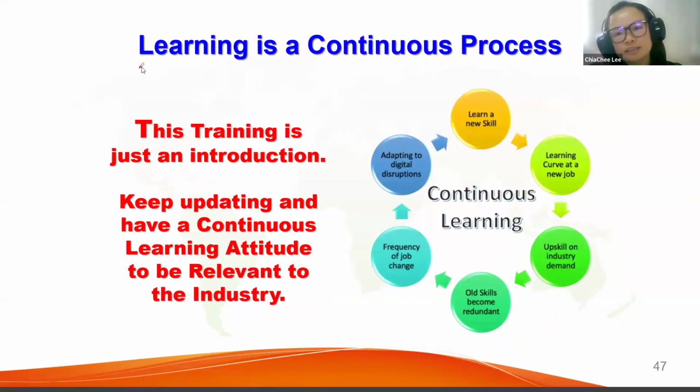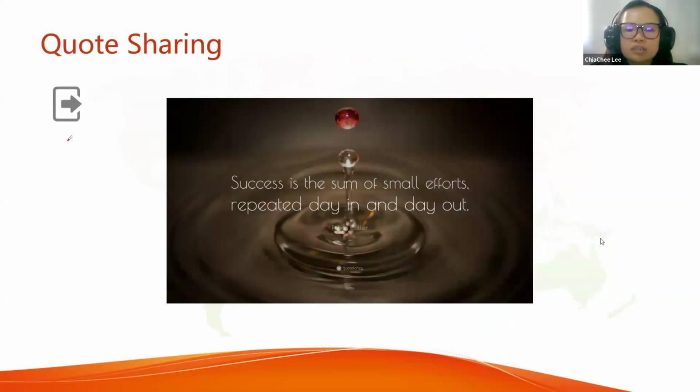This is always a continuous process, on and off, keep updating ourselves. The attitude itself is more important. No matter what industry we are in, we have to continuously learn, unlearn, upskill, and let the old skill become redundant, adapting to what Mr. Dave said, AI technologies. What is important is the small effort that we put in day in and day out. Success is an ultimate goal; what we have to do is just work hard and work smart.